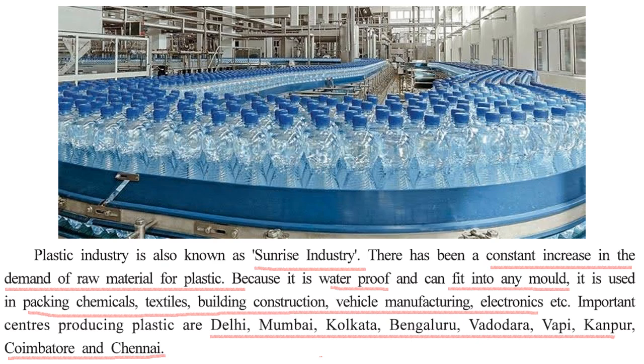They are trying to say that with the invention of plastic there was a new sun rising in the world. It is used in packing materials, textiles, building construction, vehicle manufacturing, electronics, etc. Today, there is nothing in which plastic may not be used. Important centers producing plastic are Delhi, Mumbai, Kolkata, Bengaluru, Vadodara, Vapi, Kanpur, Coimbatore, and Chennai.